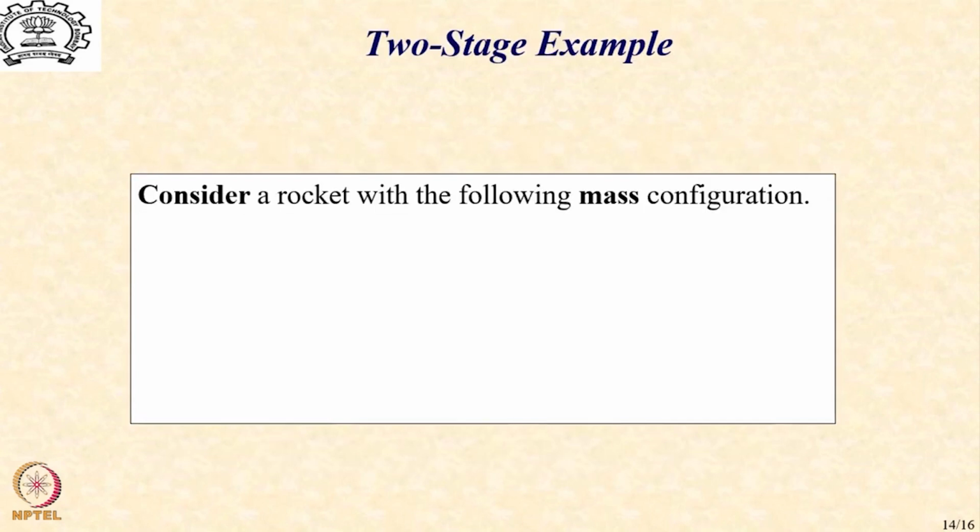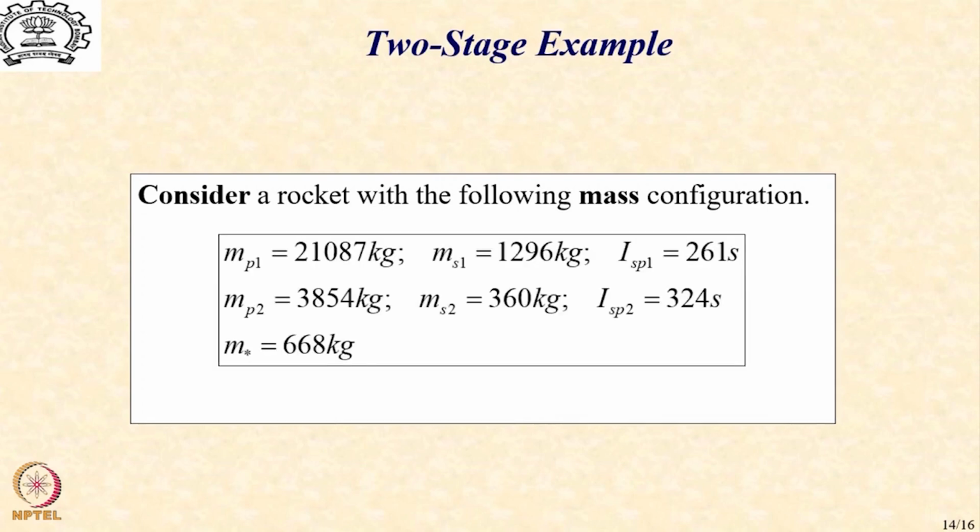Let us just understand these relations through a simple example for a rocket which has the following mass configuration. So it's a two-stage rocket having first stage propellant of 21,000 kg and a structure of close to 1300 kg with an ISP of 261 seconds. The second stage has propellant of 3850 kg, the structure of 360 kg, an ISP of 324 seconds, and the payload mass of 668 kg. Let us try and obtain these trade-off ratios.